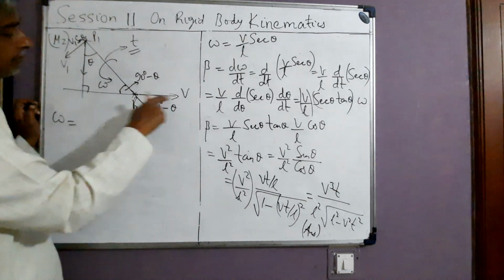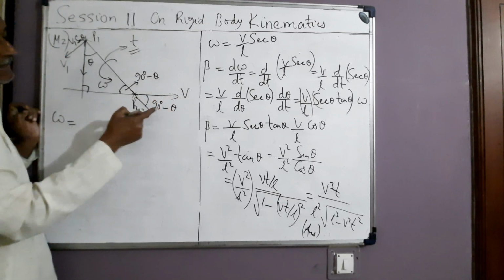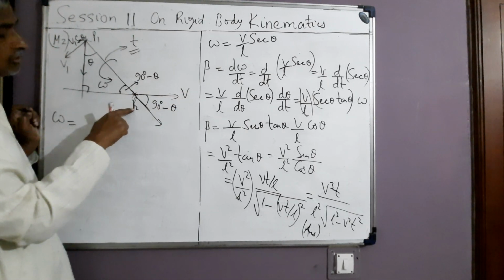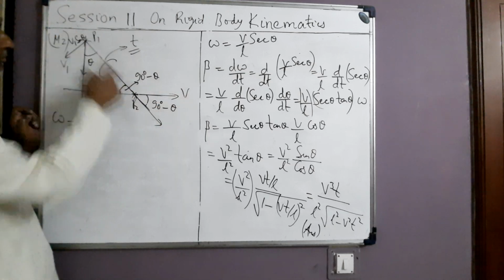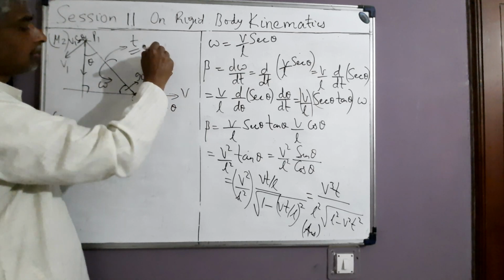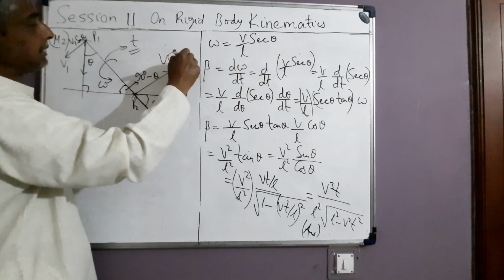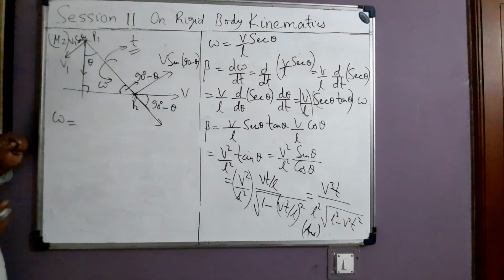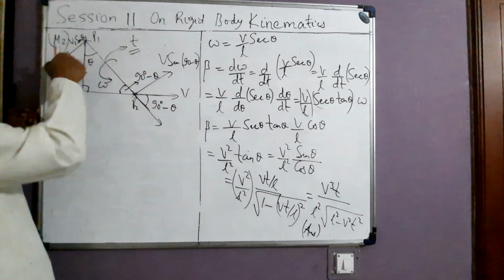And the normal speed of P2 is what? The normal component of the velocity of P2 is the component of V normal to this rod, that is in this direction: V sin(90 minus theta). Now these two normal velocities are in opposite directions, so the relative normal speed will be the sum of these two speeds.